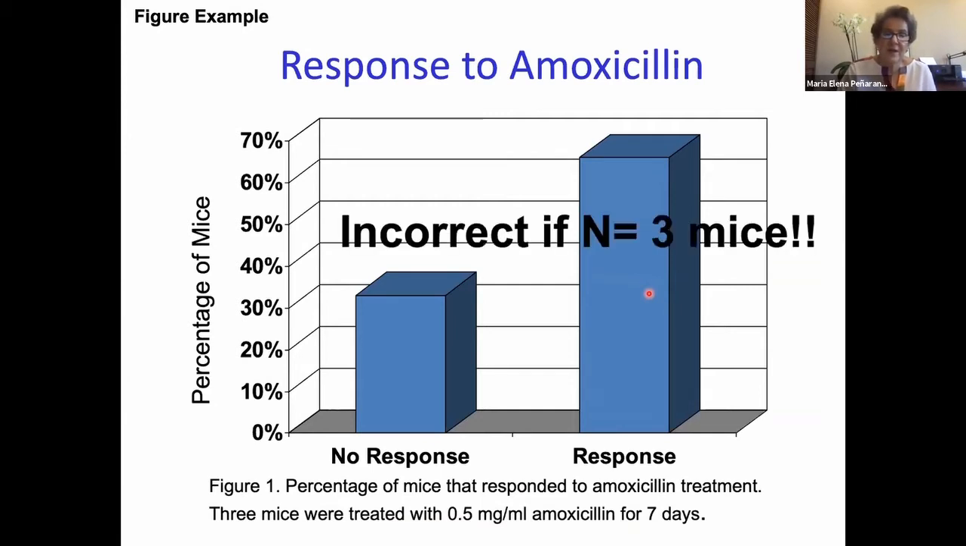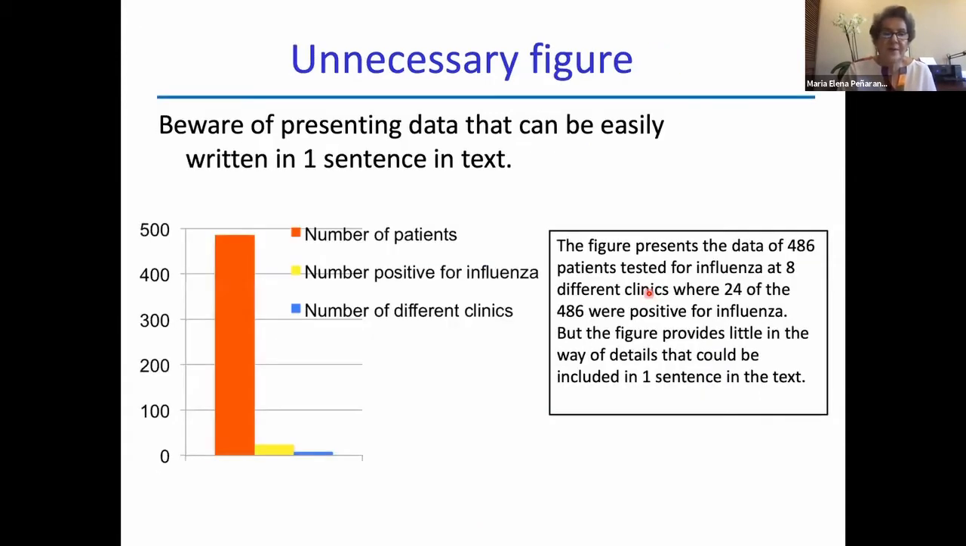It's also when you are presenting data that can be written in one text or one sentence. The comparison here, number of positive influenza cases in different clinics with number of patients, doesn't compare really well, and it doesn't tell you much in a graph. It's better to have a table.